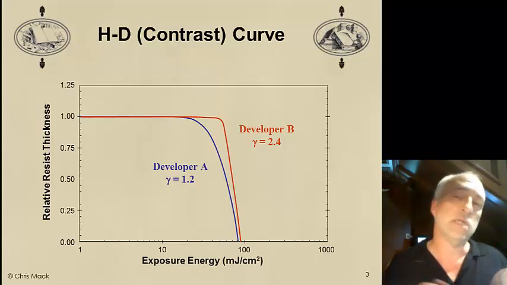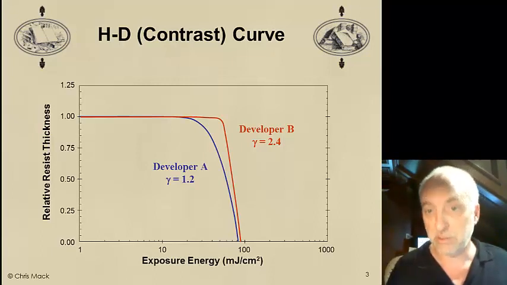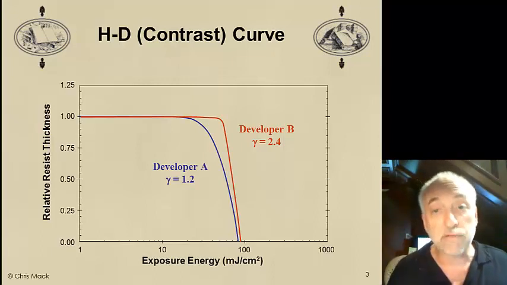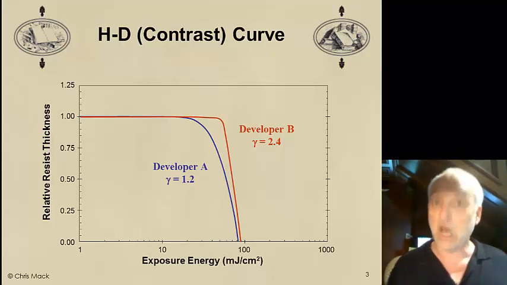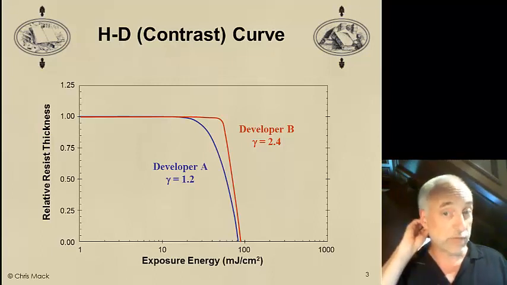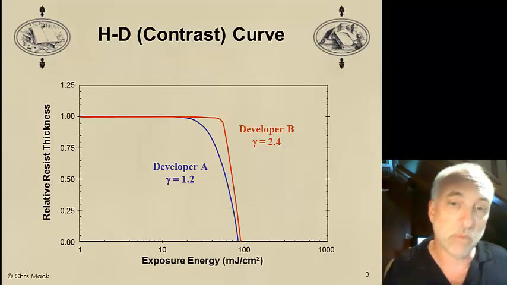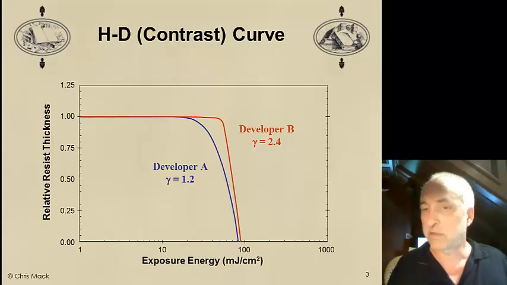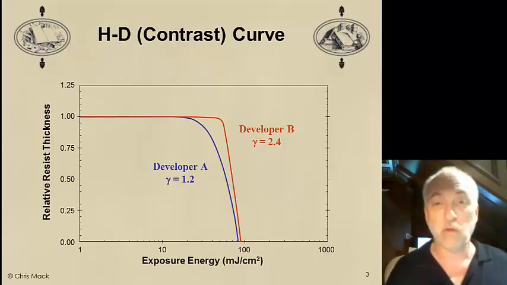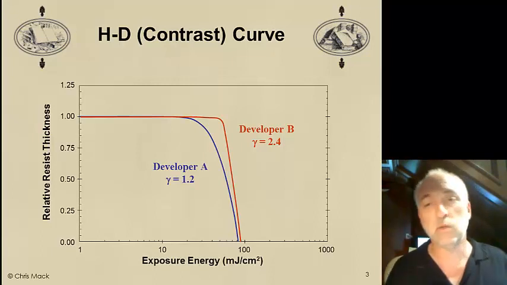So the first thing they did was they went out and measured the contrast of the photoresist. And they found something interesting. By adding surfactant to the developer to improve the wetting, they unwittingly improved the contrast of the photoresist. So developer A with no surfactant has a gamma of 1.2. Developer B with surfactant has a gamma of 2.4. Twice as high. What could be better? We solve the wetting problem and we improve the contrast.